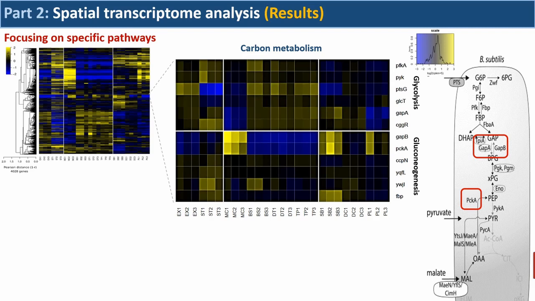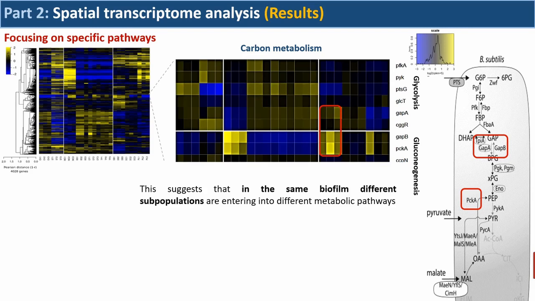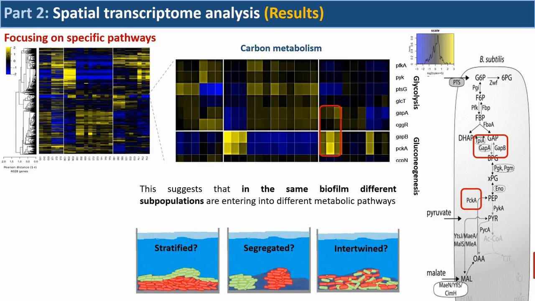So if we look at these two groups, gapA and cggR, and here gapB and pckA, we can see that they are oppositely regulated in all conditions except in the submerged model. This can suggest that in the same biofilm, different subpopulations are entering different metabolic pathways. So the question that arises is, how are these subpopulations localized, or how are they formed in the biofilm? Are they stratified, segregated, or intertwined?